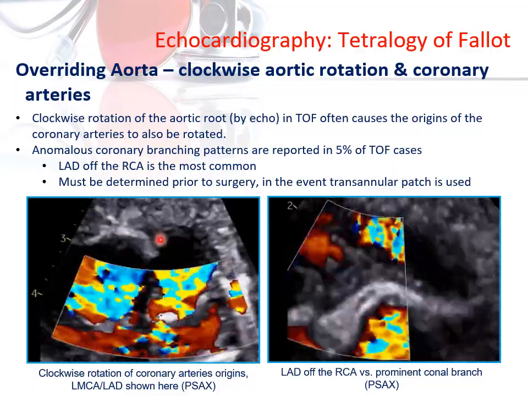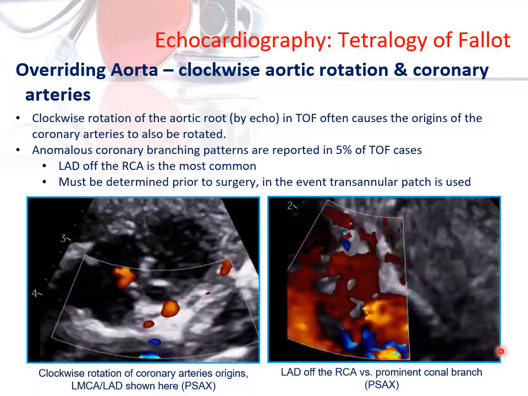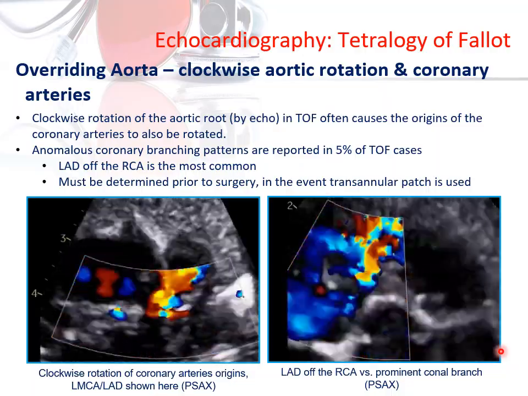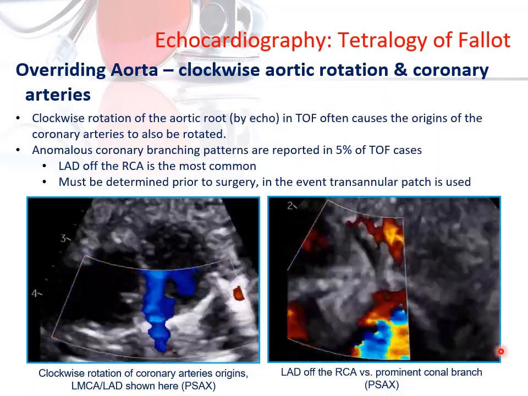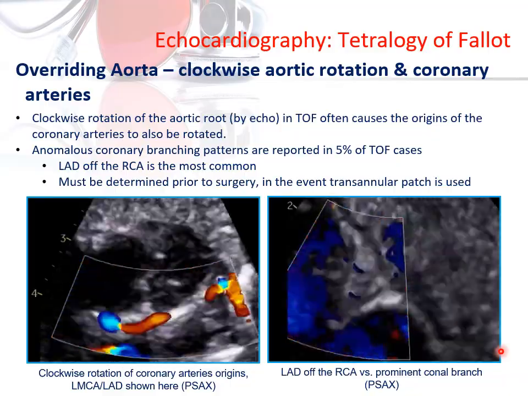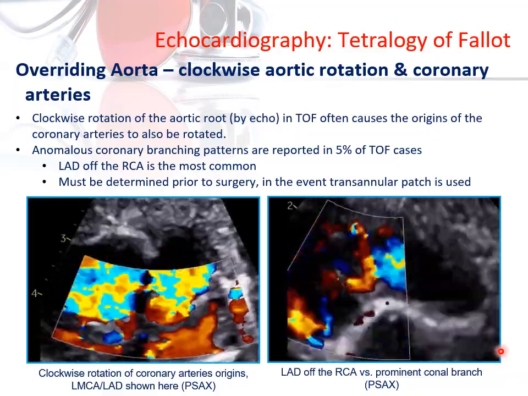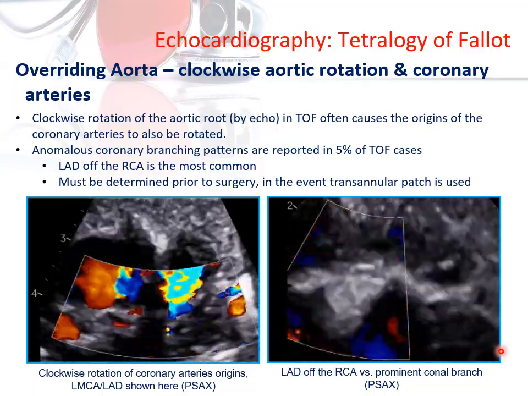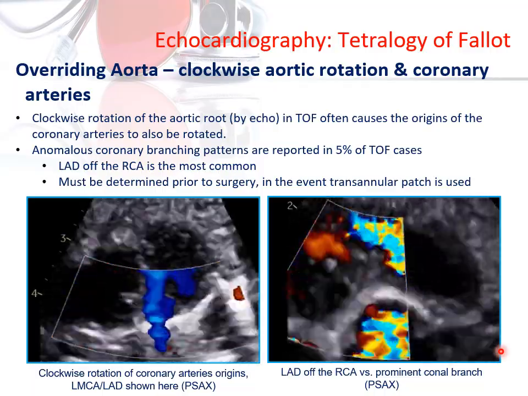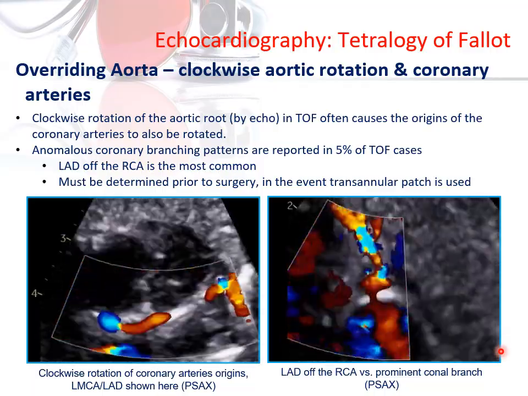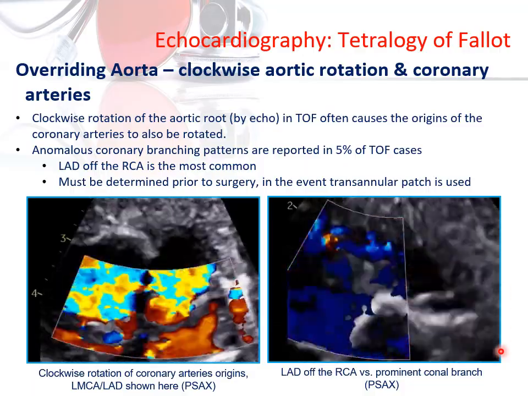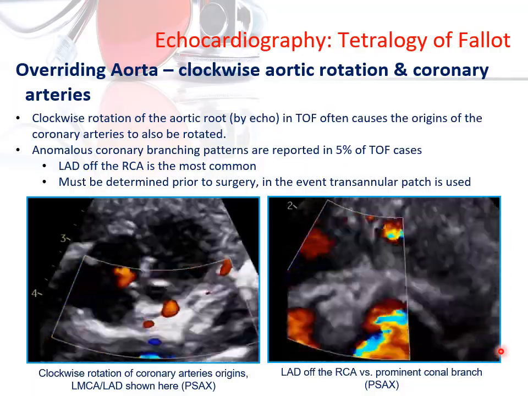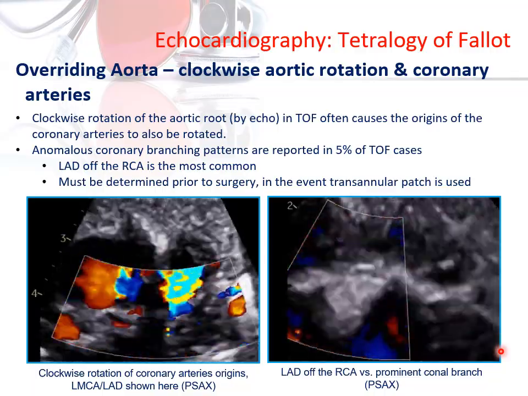Now there are also anomalous branching patterns that are reported in about 5% of tetralogy cases. And the most common is going to be the LAD that comes off the RCA. So in that case, the circumflex would just be coming directly off the left coronary cusp. However, you can also have what's called a dual LAD. So you would have one coming off the RCA and then another coming off in the area that we would expect it to.